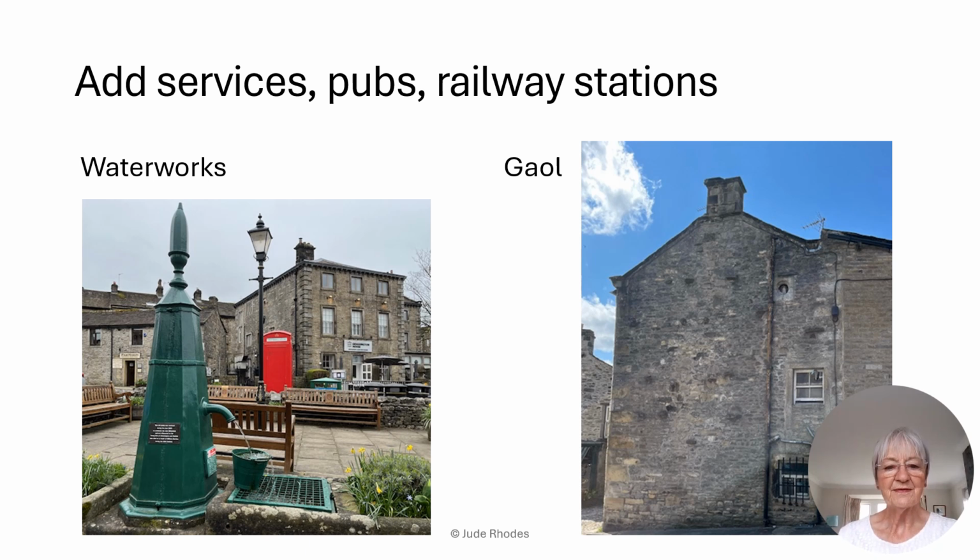Monopoly boards also have services, pubs and railway stations, so go for the whole thing and add your waterworks, your jail. For my village, there's a water pump where the old water trough was, the communal water trough. You may have a jail in your area. In my village, it was a lockup, which is shown by this barred window here, which still exists today. Not as a lockup, I hasten to add.